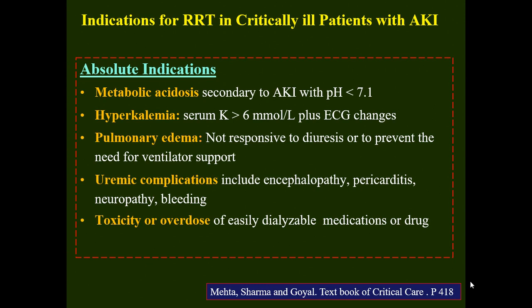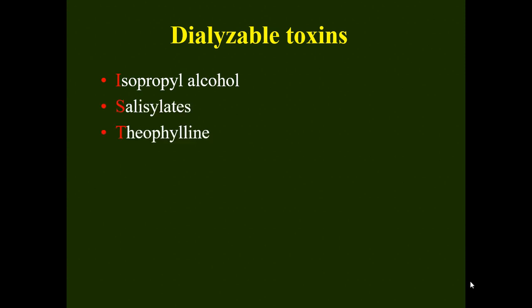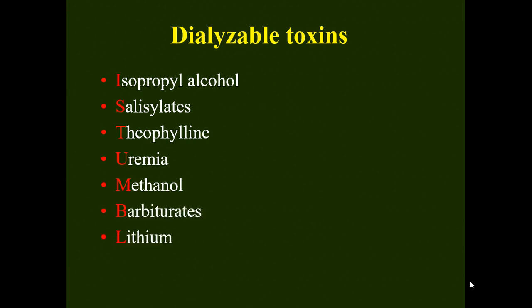So what are the drugs, or the toxins, that are dialyzable? So remember the mnemonic I-STUM. I for isopropyl alcohol, S for salicylates, T for theophylline, uremia, methanol, barbiturates, lithium, ethylene glycol, and dabigatran. Right? I-STUM.